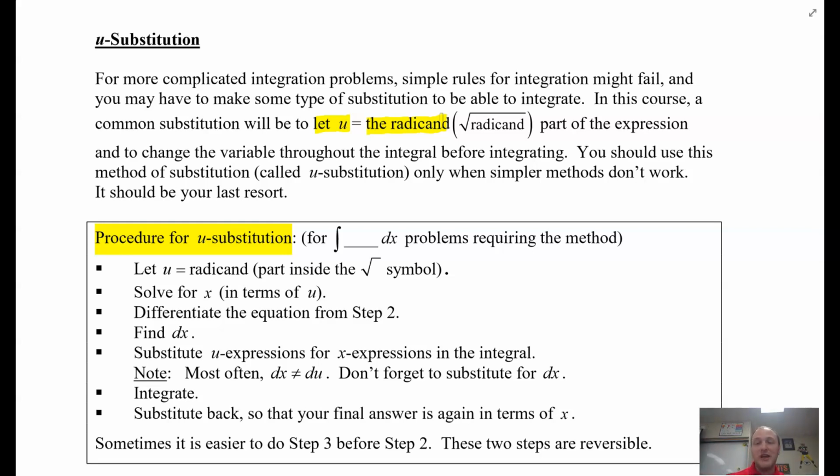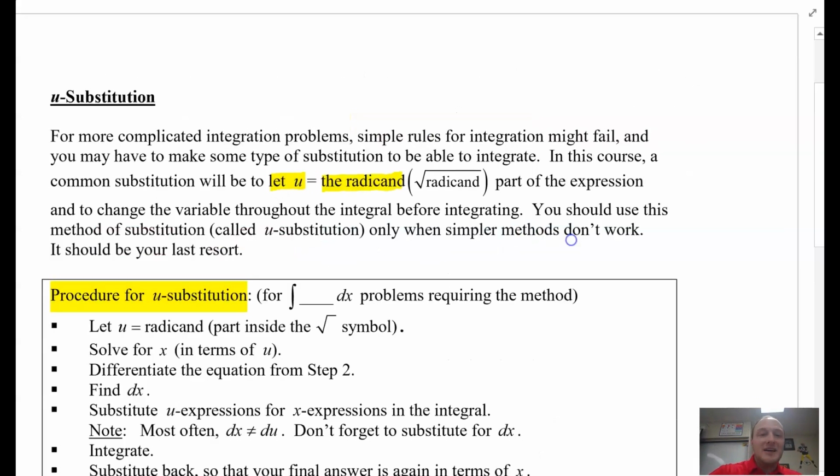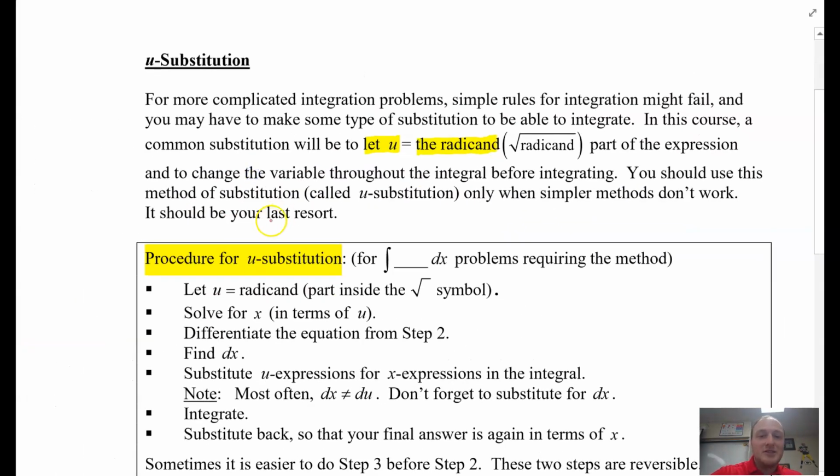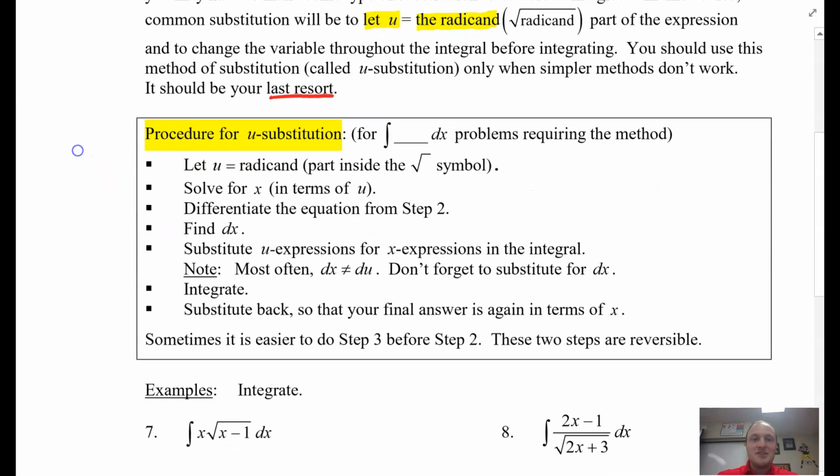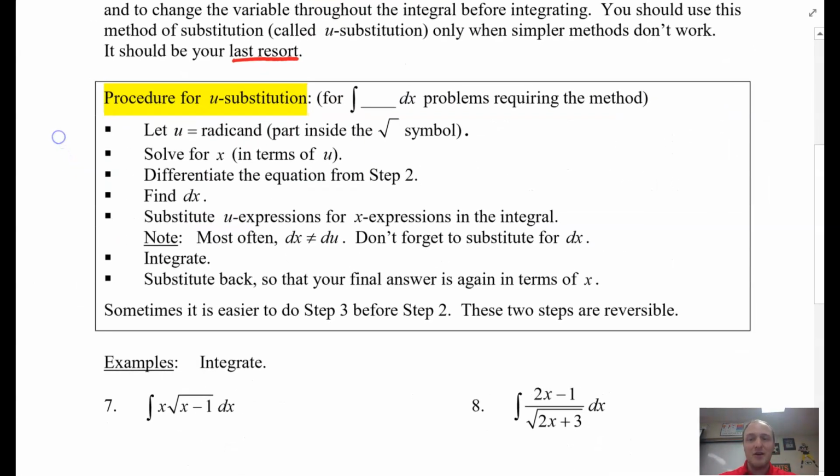Now, this will change the variable. We're going to go from x's to u, hence why it's called U-substitution. And it says, note, you should use this method of substitution only when simpler methods don't work. This should be your last resort. Okay, so here's the procedure, and honestly, this is kind of complicated. It'll be much simpler when we walk through it, but you can have this here for your reference.